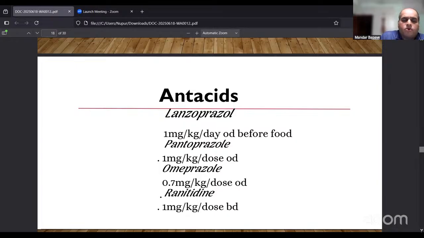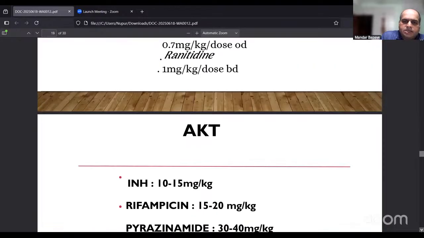Once in a day before food, it is available in the form of 15 milligram and 30 milligram dispersible tablet. Pantoprazole, again, is 1 milligram per kilogram per dose once in a day. It is available in the form of 20 milligram dispersible tablet, 20 milligram tablet, and 40 milligram tablet. While omeprazole recently came out with the dispersible tablet, mouth dissolving tablet, 0.7 milligram per kilogram per dose, given once in a day. Ranitidine is available in the form of syrup and tablets. The dose is 1 milligram per kilogram per dose, given twice in a day.